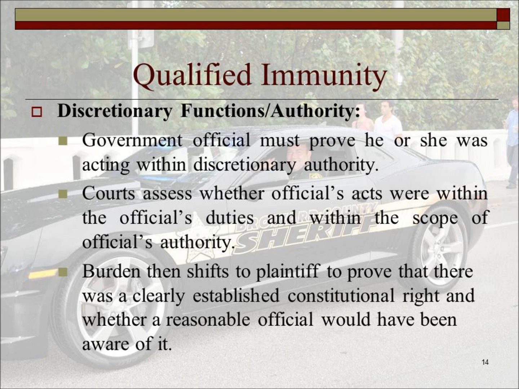Discretionary functions, that's the key. Government official must prove he or she was acting within the discretionary authority. Courts assess whether officials' acts are within the official's duties and within the scope of official's authority. The burden then shifts to the plaintiff to prove that there was a clearly established constitutional right and whether the reasonable official would have been aware. So it's kind of a shifting of burdens here in the lawsuit that will occur.